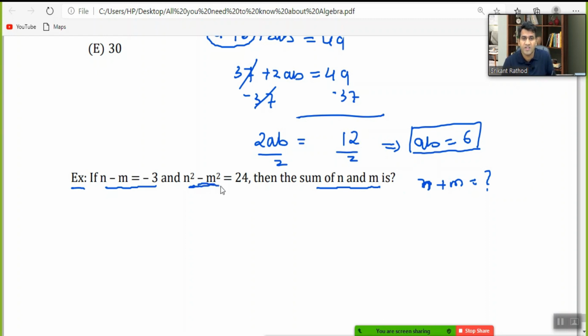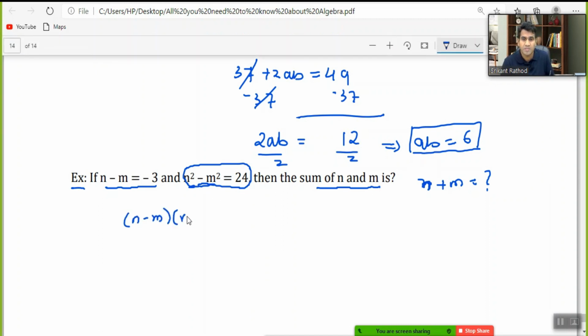You can write it in the identity form: n square minus m square can be written as (n minus m) times (n plus m), right? This can be written in this way as per the third identity. This is equivalent to 24, and they say the value of n minus m is negative 3. I can substitute for that. Negative 3 times (n plus m) is equal to 24. I need to get the value of n plus m as they are asking us for the sum. Divide by negative 3, divide by negative 3.